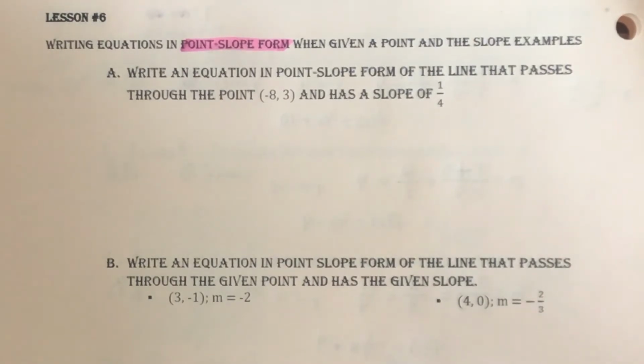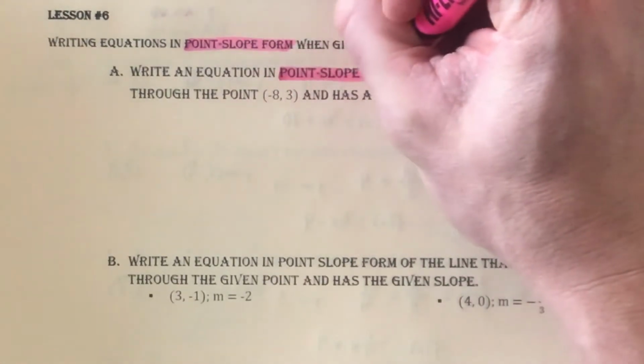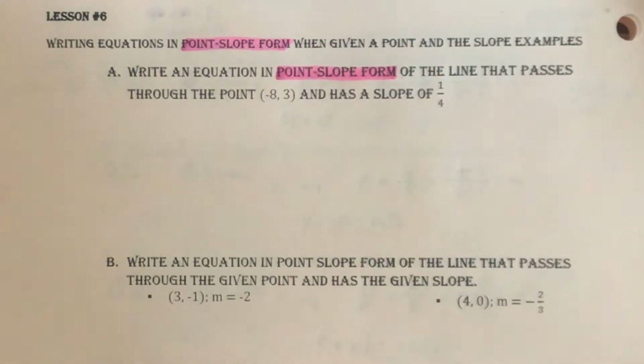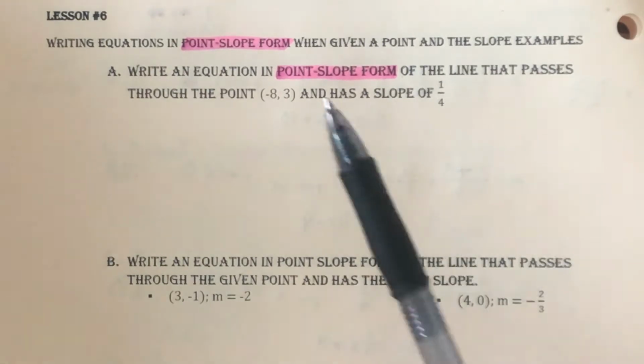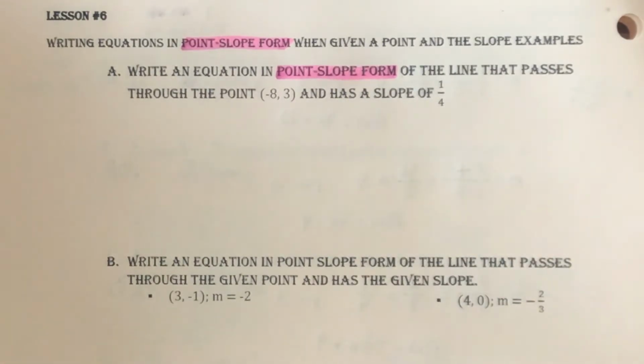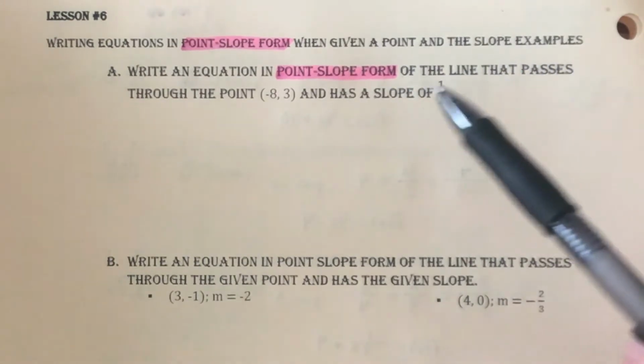So example A says write an equation in point-slope form. All right, that's important, right? That they told us this is all they want, because that means that I don't need to simplify it down. If you remember back in lesson number 5, at the very end, on the last step, we said simplify if necessary. That's only if they tell you to get it into slope-intercept form. Because all they told us to do was write it in point-slope form, I do not need to simplify it past that.